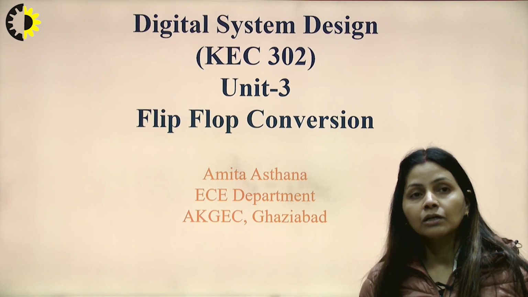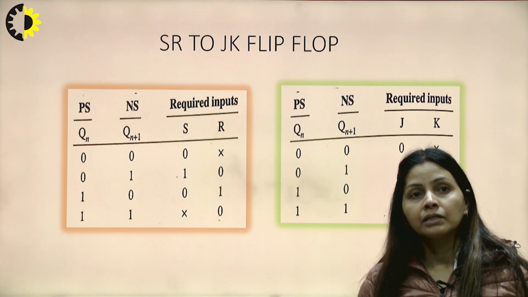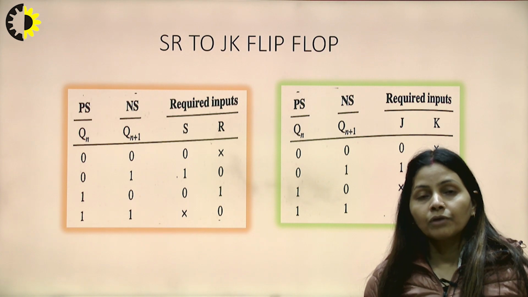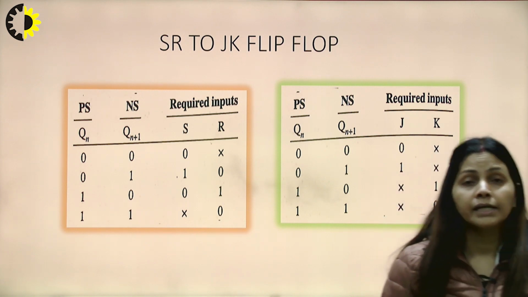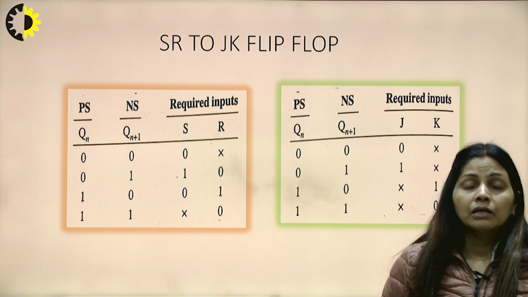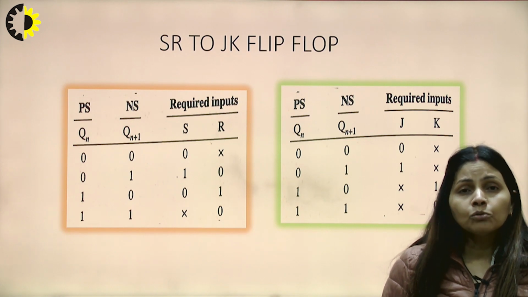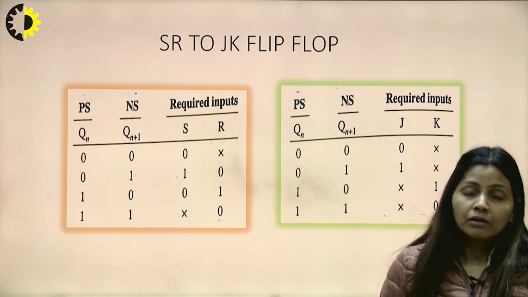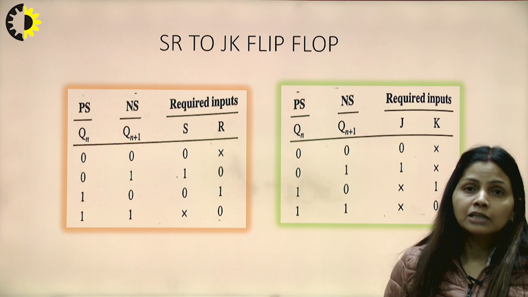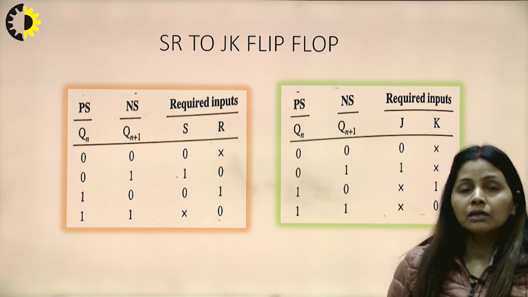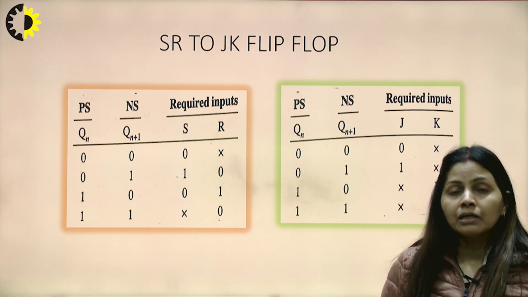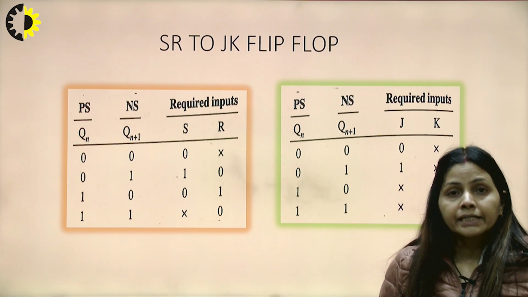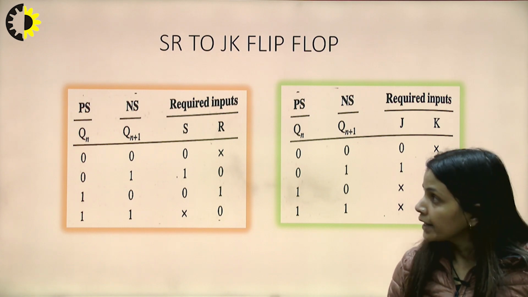So, let us start with an example, SR to JK flip-flop. For SR to JK flip-flop, we need 2 excitation tables, both for SR and for the JK flip-flop. In the last video lecture, we have discussed the excitation table, and these excitation tables are obviously derived from the characteristic table. So, we have got this excitation table.